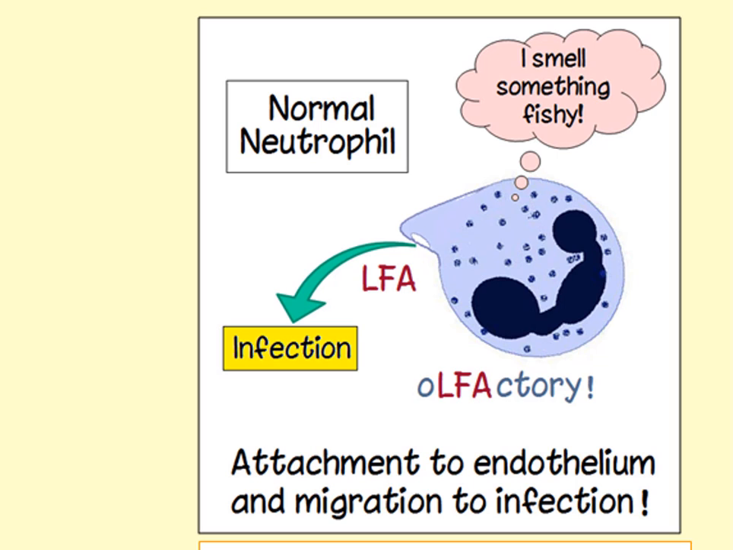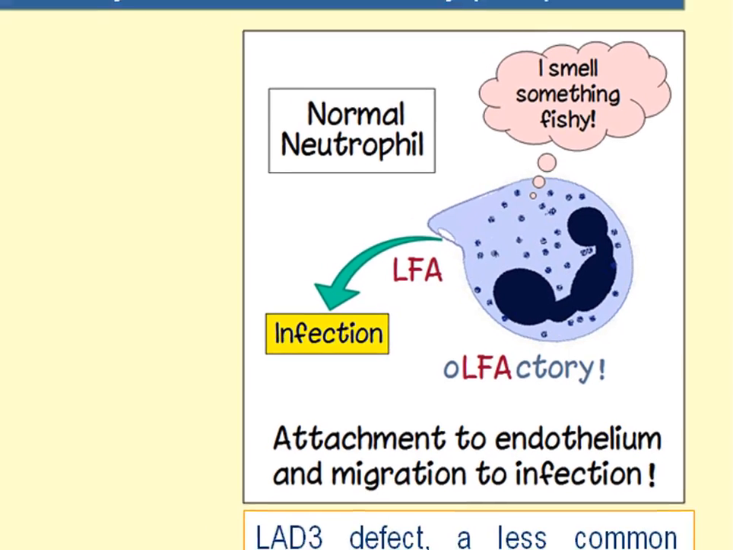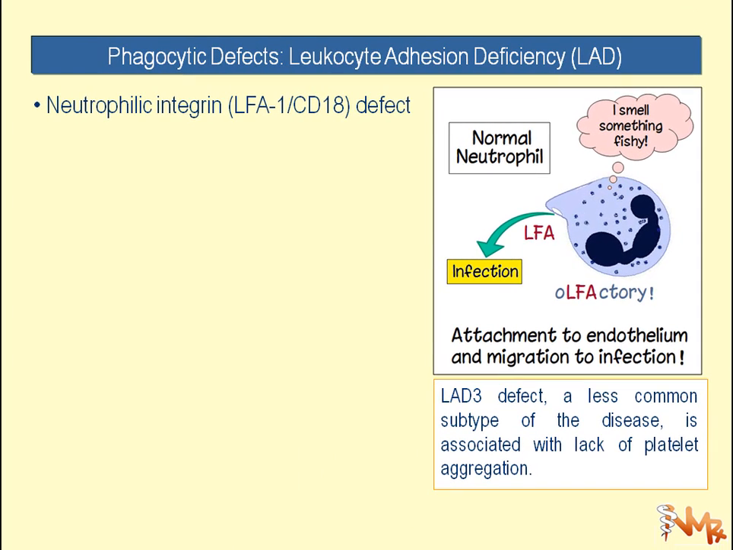So this LFA will allow these neutrophils who are traveling in the bloodstream to attach to the endothelium and then migrate to the infection site. Again, LAD deficiency is due to neutrophilic integrin defect. This is the LFA CD11, CD18 defect. As a result, there is impaired neutrophilic migration and chemotaxis to the site of infection.